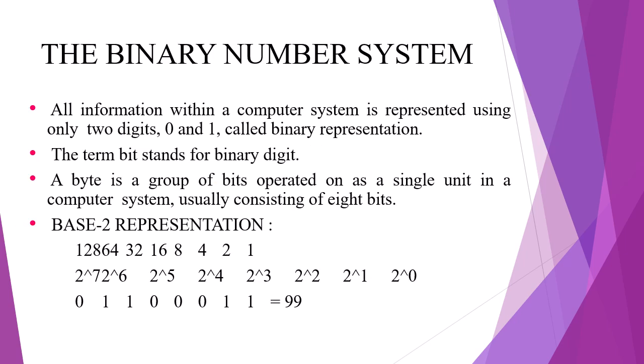Binary number system. All information within a computer system is represented using only two digits, that is 0 and 1, called binary representation. The term bit stands for binary digit. A byte is a group of bits operated on as a single unit in a computer system, usually consisting of 8 bits. Here, base 2 representation. Here is an example of base 2 representation.